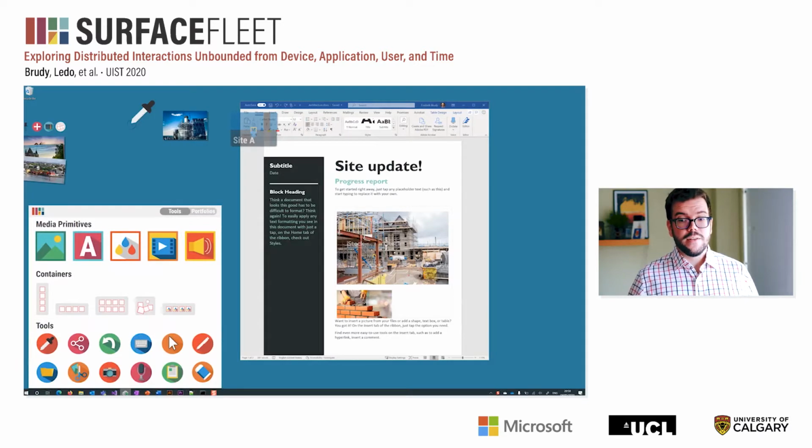The SurfaceFleet app lives in the taskbar, and here you can access any available applets. As said, these applets are visual representations of the content and tools and float on top of the user's desktop. One example of such an applet is the media primitive.